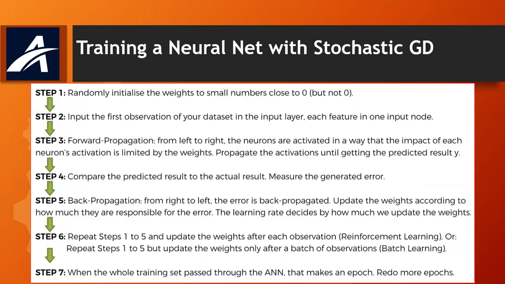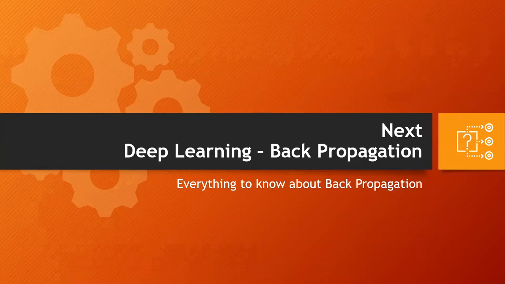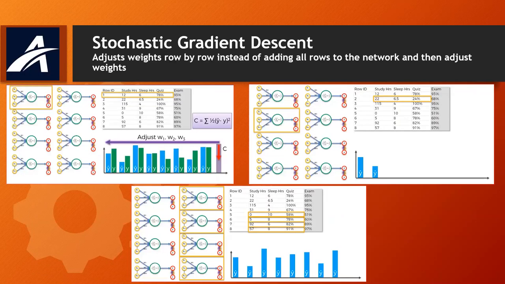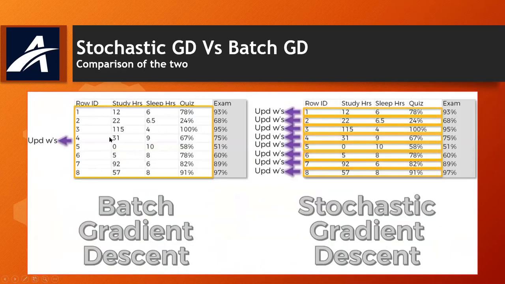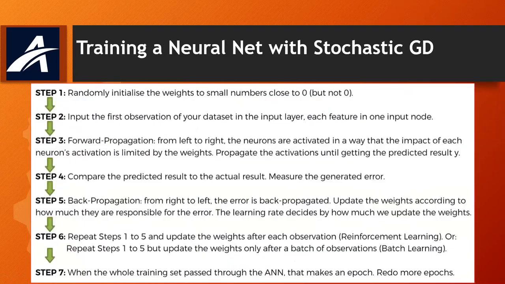So when you're training your neural network with stochastic gradient descent, there are 7 steps, as explained in previous slides. Initially, we hardly know the weights, so there is a provision of initializing those weights. Then each feature corresponds to an input node. So X1, X2, X3 become the input nodes. Input the first observation, which is equivalent to a record in your Excel sheet, for instance, in your data set, in the input layer.